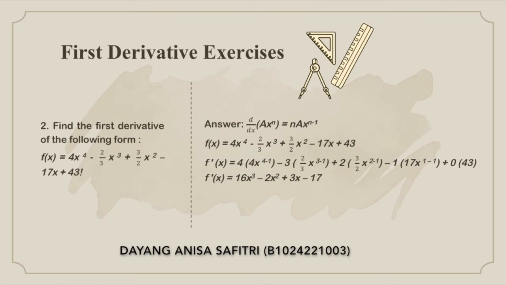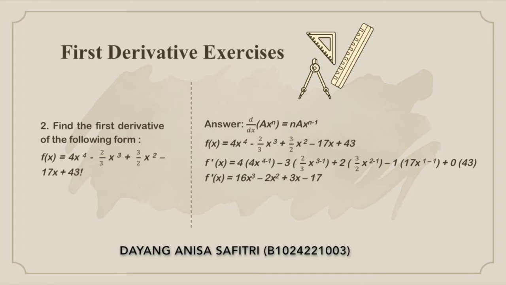Question number 2. Find the first derivative of the following function: f of x equals 4x to the 4 minus 2/3 x to the 3 plus 3/2 x to the 2 minus 17x plus 43. In order to take the first derivative of the polynomial, all we need to know is how to apply the power rule to a simple term with an exponent.